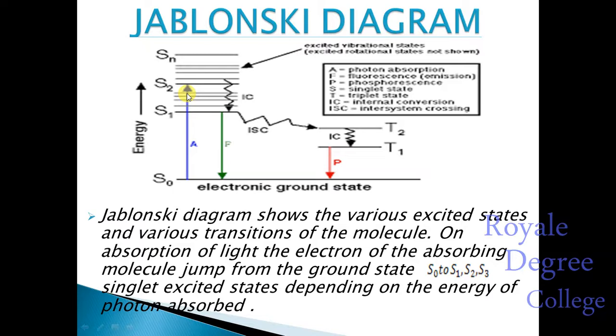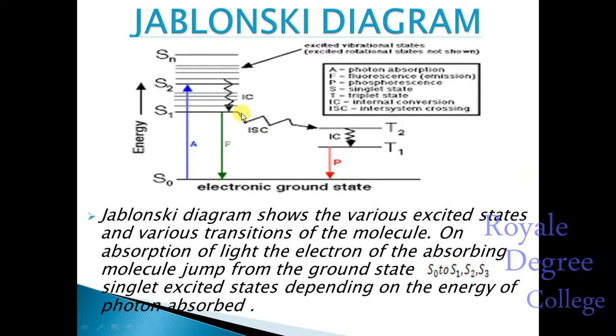Then from the singlet second excited state, it is coming to the singlet first excited state. Here IC, that is nothing but internal conversion, you can see. And from the singlet first excited state, it is coming back to the singlet ground state. Here F is represented, that is nothing but fluorescence, that is emission of light will take place.